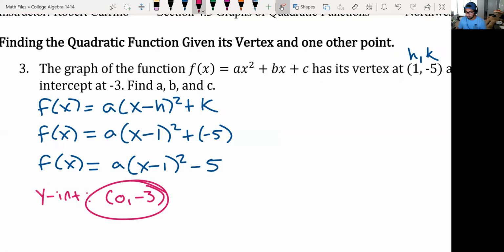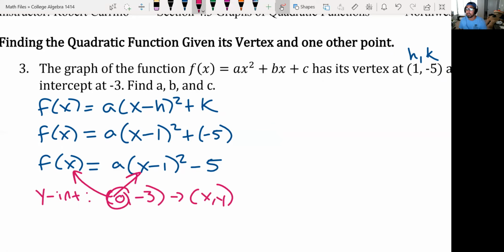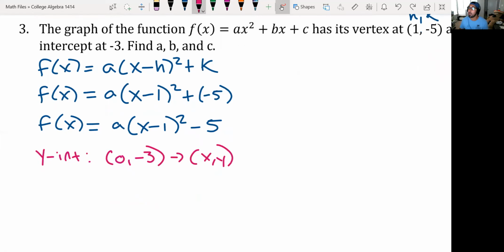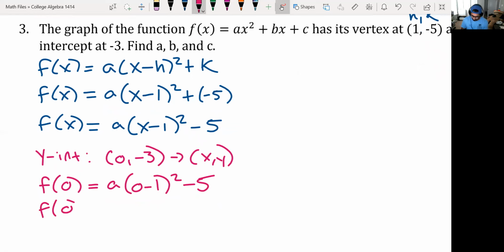Now this gives me a point in the form of x, y. So what I'm going to do is take 0 and plug it in for x, and take -3 and plug it in for y, which is f of x. Feel like a football coach: we're going to do here, here, here, and here. So we start off by plugging in 0, and then simplify. That's -1 squared, which is just 1, so you'll be left with a minus 5.